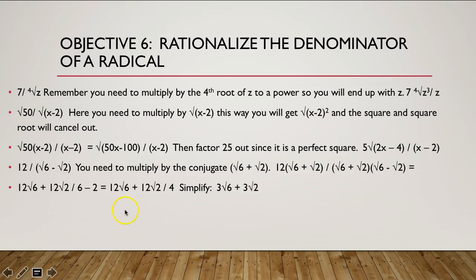To fix a mistake, the square root of 36 factors out as 6 here, and the square root of 4 is 2, so 6 minus 2 gives you 4. 12 and 12 are both divisible by 4, so it simplifies down to 3 times the square root of 6 plus 3 times the square root of 2.